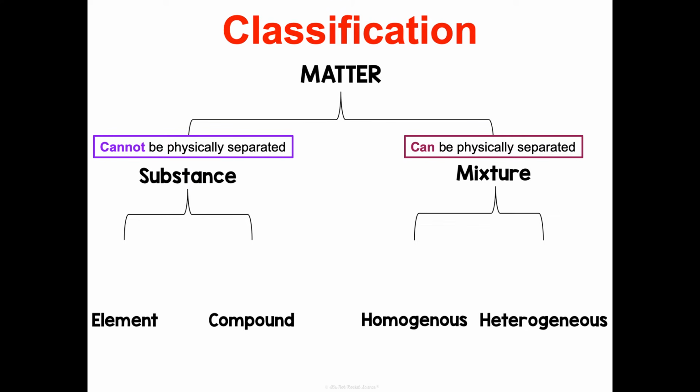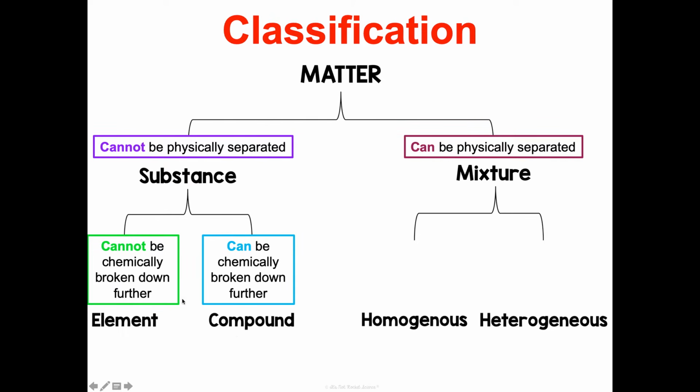Mixtures can be physically separated. To differentiate between the types of substances, which are elements and compounds: elements cannot be chemically broken down further. Compounds can, because they can be broken down into elements. All right, now let's go to mixtures.